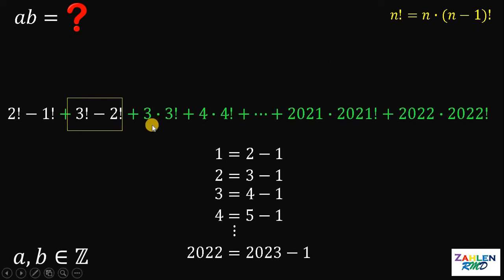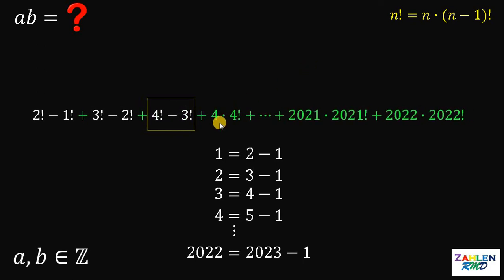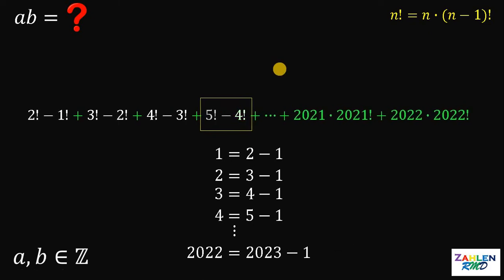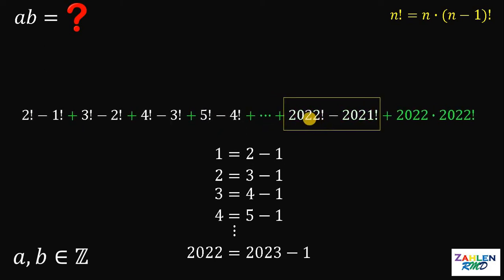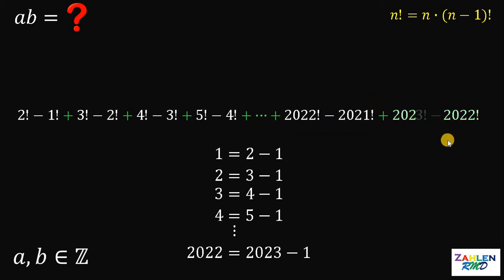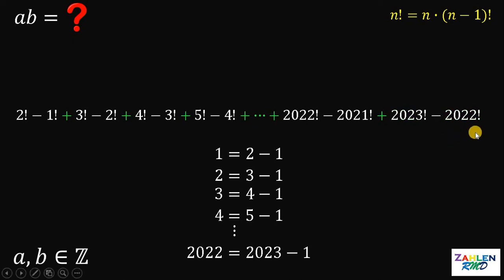Now, we will do the same thing on this term, 3 times 3 factorial. And we know this is equivalent to 4 factorial minus 3 factorial. And 4 times 4 factorial can be expressed as 5 factorial minus 4 factorial. And so on and so forth until we reach 2022 times 2022 factorial. And 2022 times 2022 factorial can be written as 2023 factorial minus 2022 factorial.